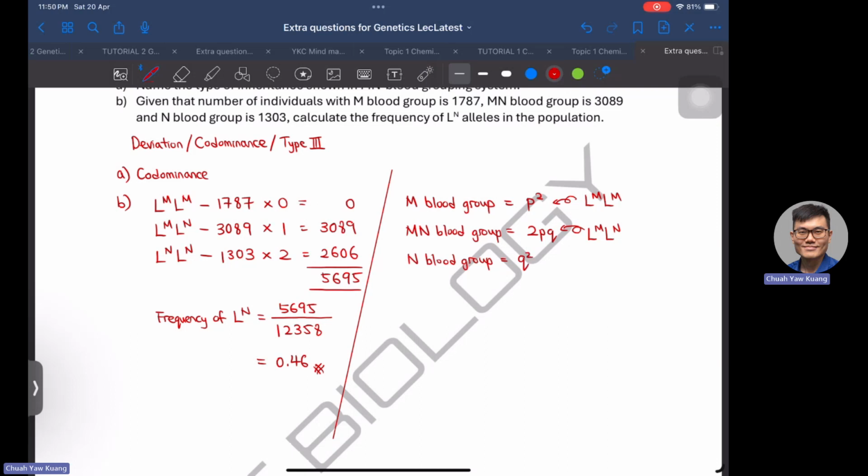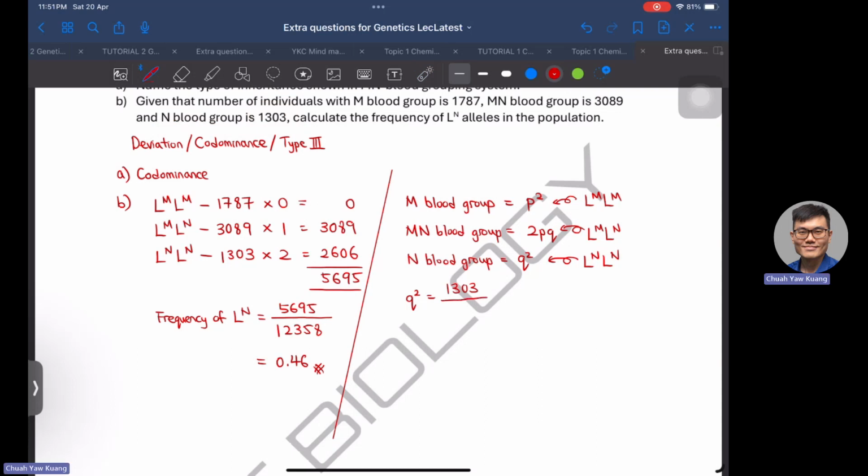So over here, the Q square, supposedly in the original formula, Q square should be the frequency of the homozygous recessive individual. Okay, but since over here we don't really have the recessive one because it's codominant, we will assume that the LN is the Q square. So by doing this, Q square will be equal to the number of the N blood group, which is 1303. That's the number of individuals with the homozygous LN.